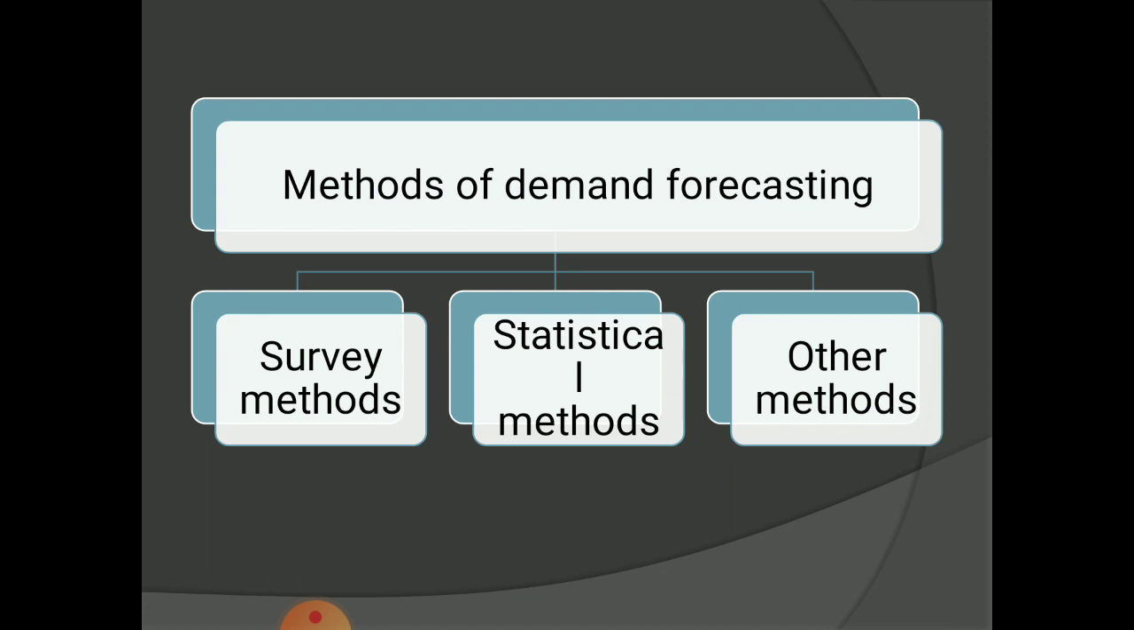We are discussing the second part of our first unit, that is demand forecasting. Into that, we are discussing methods of demand forecasting. The methods are divided into three categories, that are survey methods, statistical methods, and other methods. Each method has sub-methods in detail.